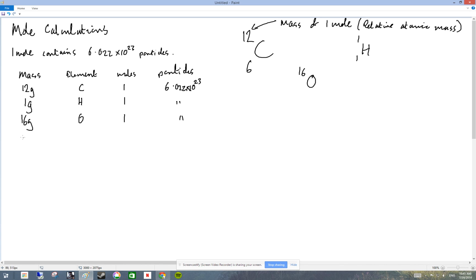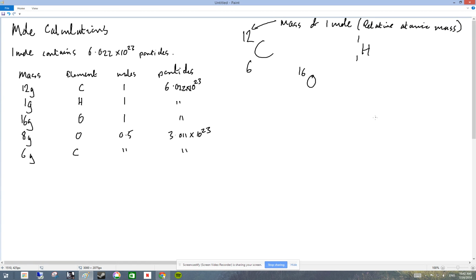But if I only had 8 grams of oxygen, I'd only have half that number of particles, so I'd have half a mole, and I'd only have 3.011 times 10 to the power of 23 particles. I'd have half the number of particles. If I had 6 grams of carbon, I'd also have half a mole and I'd have the same number of particles. Carbon atoms are not quite as heavy as oxygen atoms.